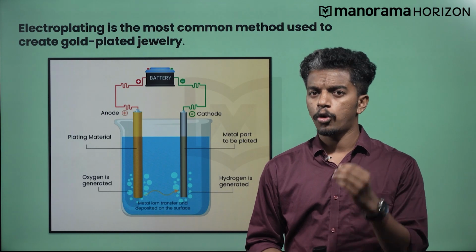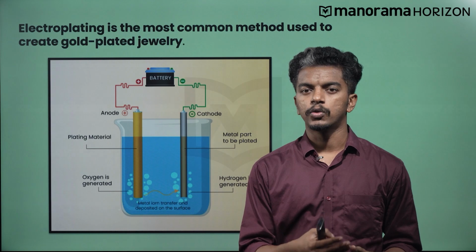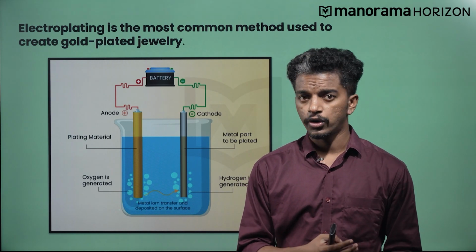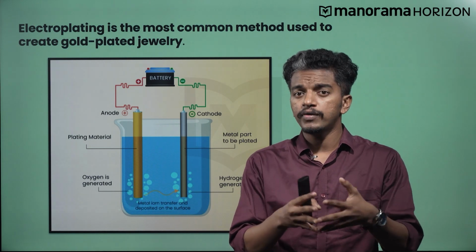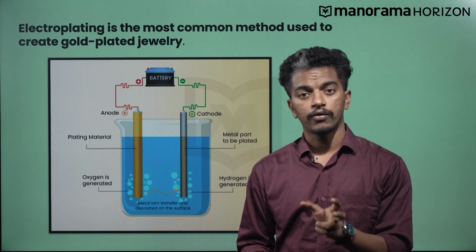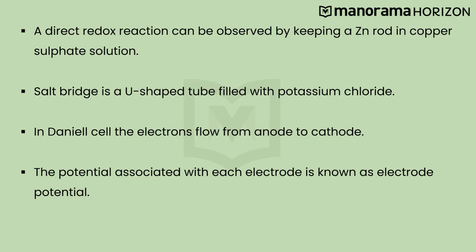Electroplating is the most common method used to create gold-plated jewelry. An electric current passes through a solution containing gold ions in this process. The ions are attracted to the jewelry piece, which causes them to bond with the surface of the base metal. The result is a thin, even layer of gold on the ornaments. With this, I conclude this video.